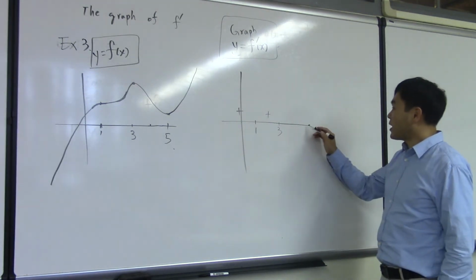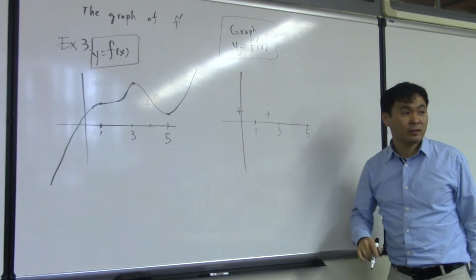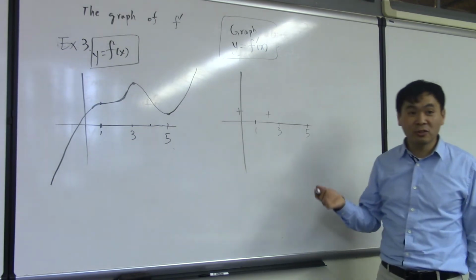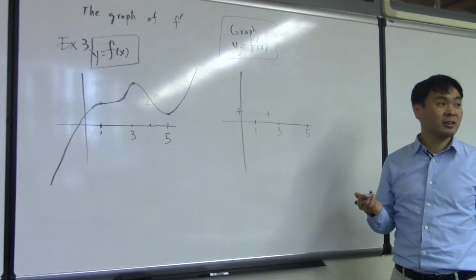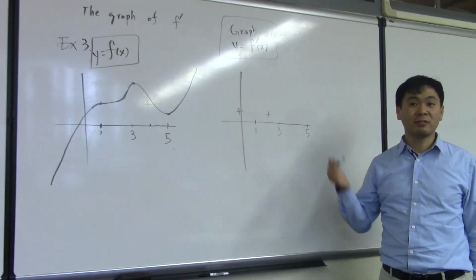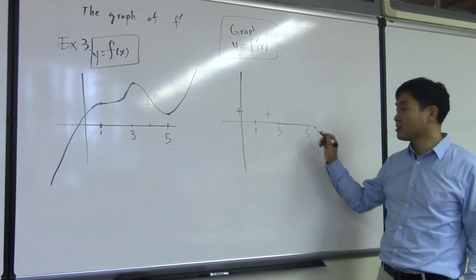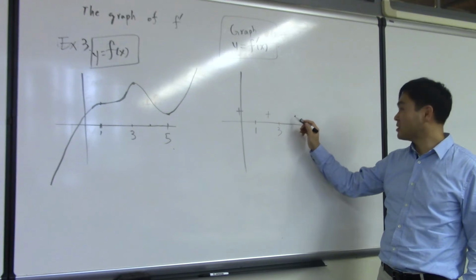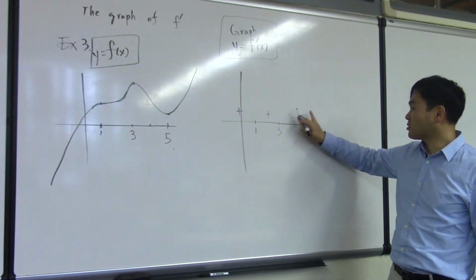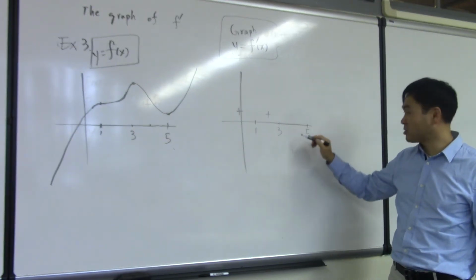How about 3 and 5? It's decreasing, so the derivative is negative, okay? If the function is decreasing, the derivative is negative. So what do I write? I can put a minus here. Or just to stress that it has to be under, let's just put it here.